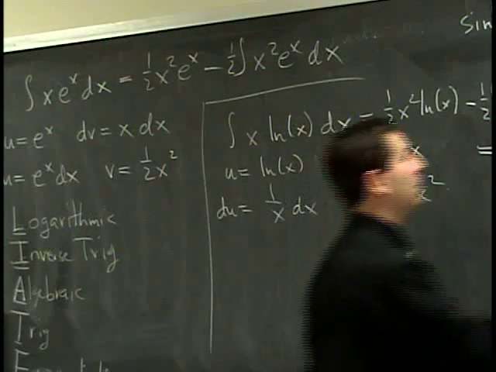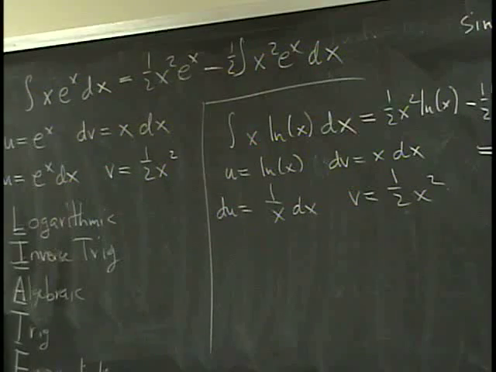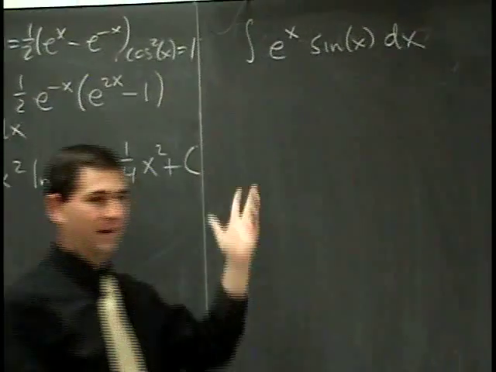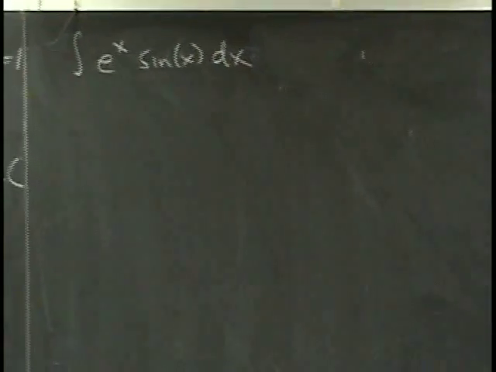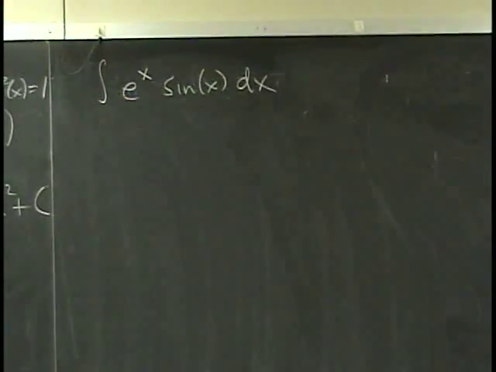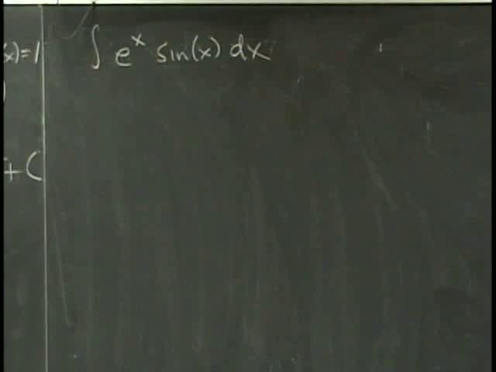So for instance, what if we had e to the x times sine of x? Here, without any sort of guidelines, you just test them both. But if we use this mnemonic, it says trigs come before exponentials. So we should let the trig function be our u.